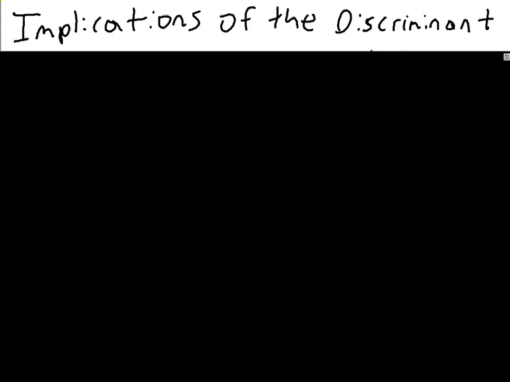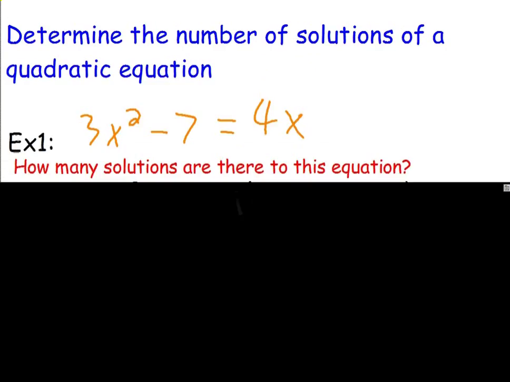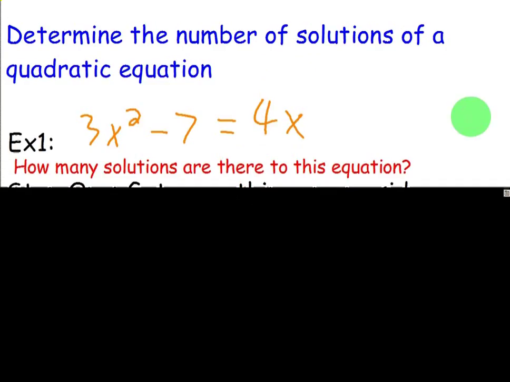Let's look at the first example. It says determine the number of solutions for this quadratic equation. And we have 3x squared minus 7 equals 4x. So now we're going to learn about a, b, and c. What do those actually mean? Actually, you already know. You already know because we've used the x method, right? It's the same a, b, and c as the x method. Once you get everything on one side, it'll be the same thing.